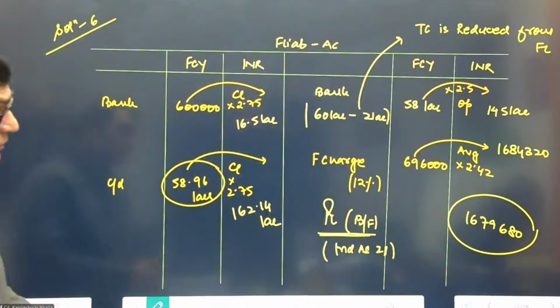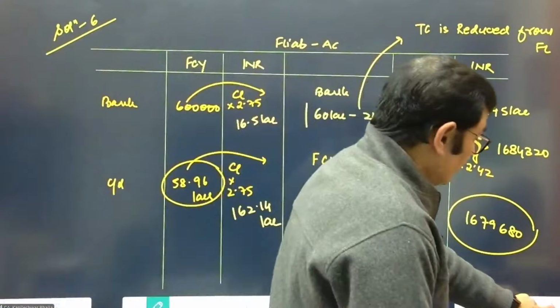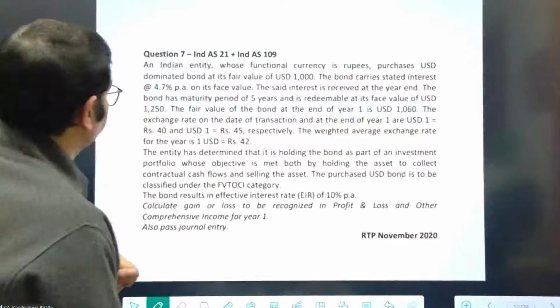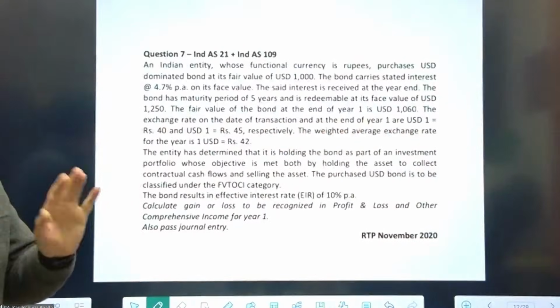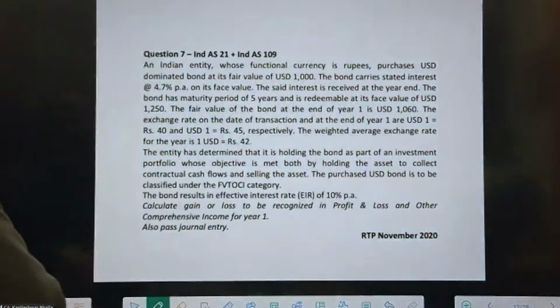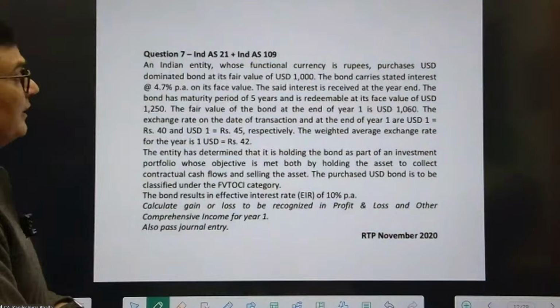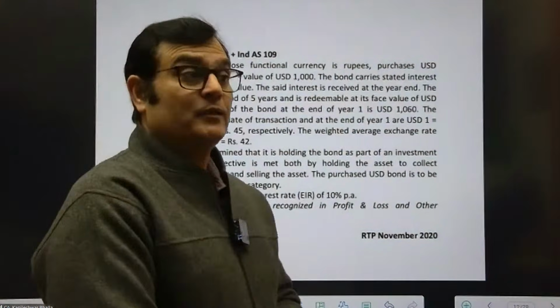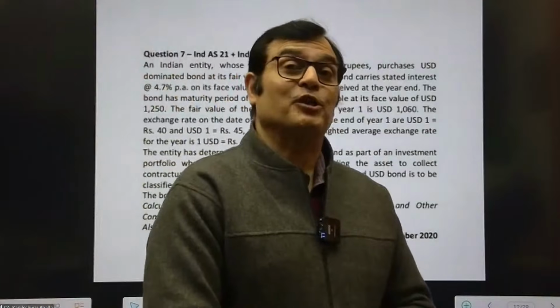Okay, so far so good. Let's look at another question now. Let's go to question number 7. This is again a blend of Ind AS 21 along with 109, which is in this case financial assets now.